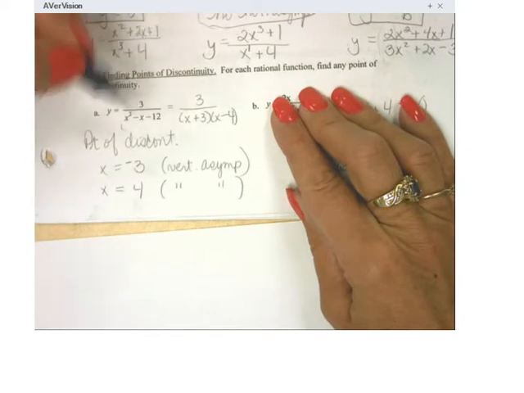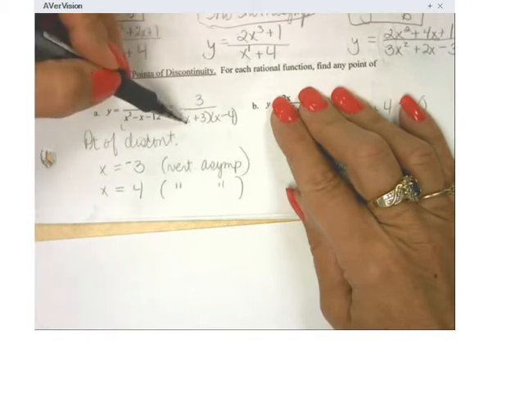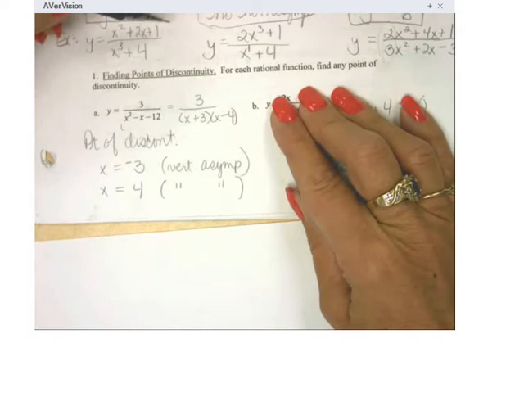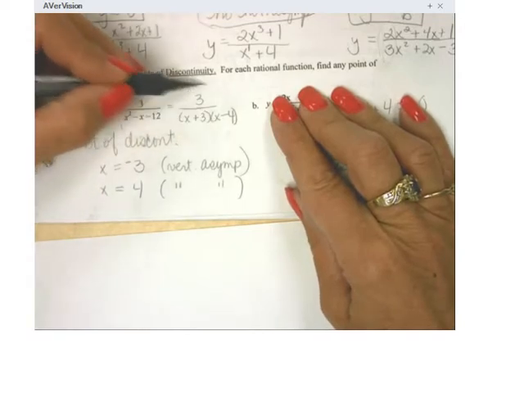So it is a rational function because it has a polynomial of degree 0 in the top and a polynomial of degree 2 in the bottom. Now, to find points of discontinuity, you're going to want to factor that denominator. That's why we emphasize factoring a little in the last few days.